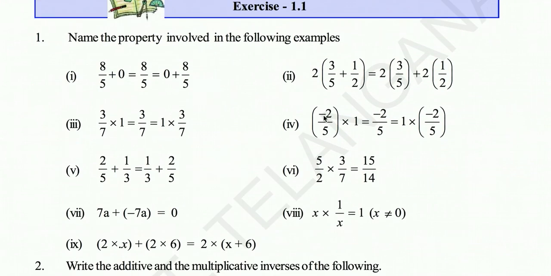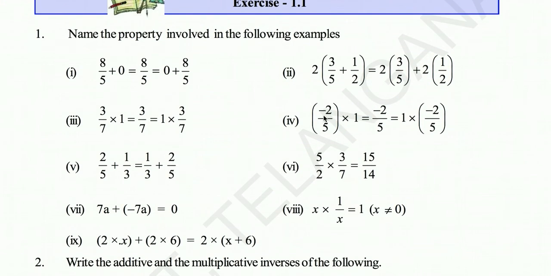Right. We are stopping here at Exercise 1.1. We'll be covering the rest from here in the next session. Okay. Thank you.